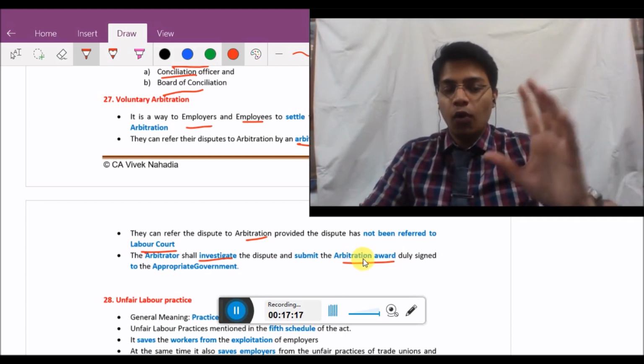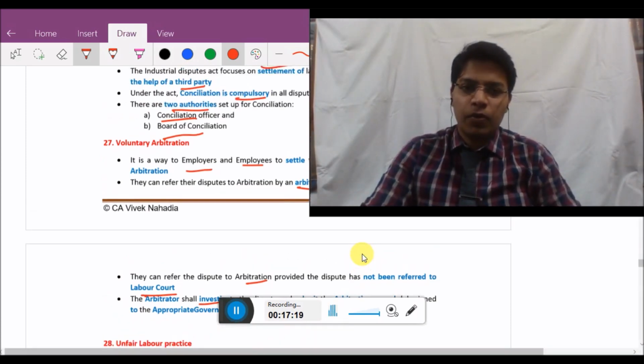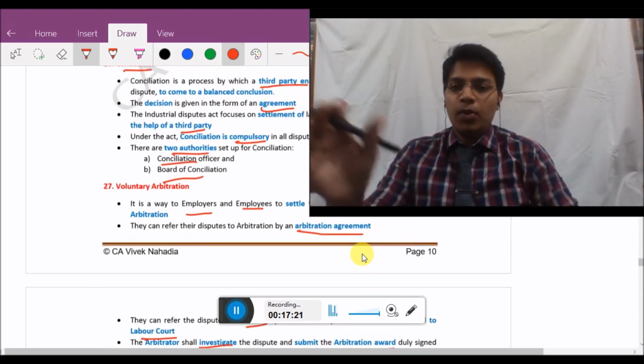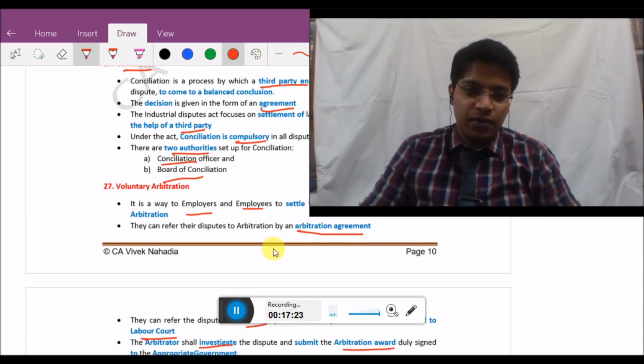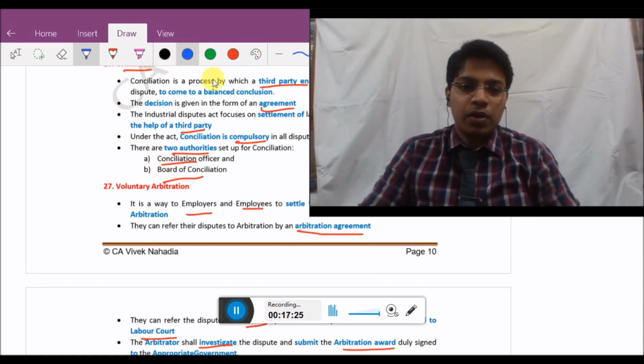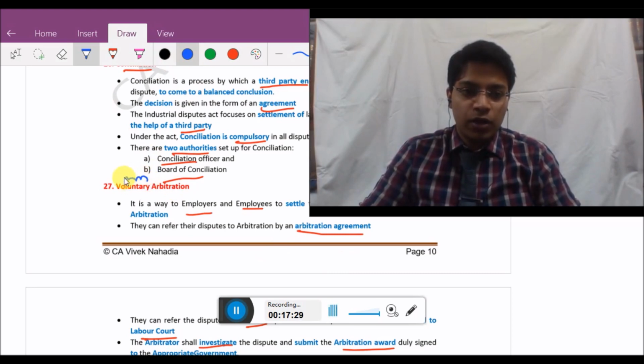So what is voluntary arbitration? Very simple point. Employers and employees, the name itself suggests it. Again, we'll go by the name. It will be easy to remember during the exam. Voluntary means without any force or compulsion, they themselves go. So employers and the employees themselves go for arbitration.